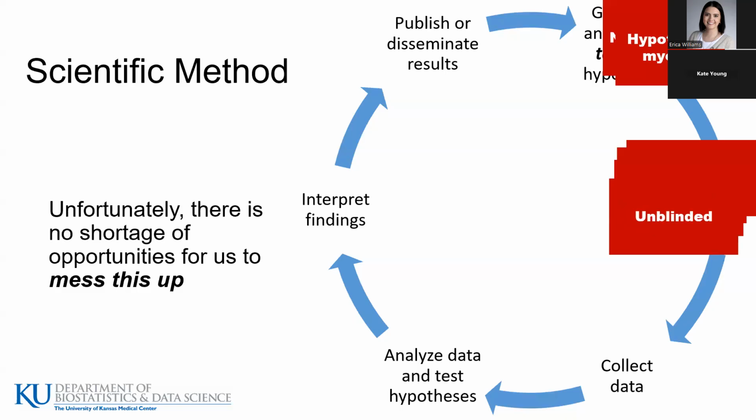Another problem is when a study does not use blinding when it should. Blinding is not always possible, but we should blind a study when it is possible to avoid bias. And then another way we can mess this up is if we don't randomize a study when it should be randomized. Randomization can protect us from bias.